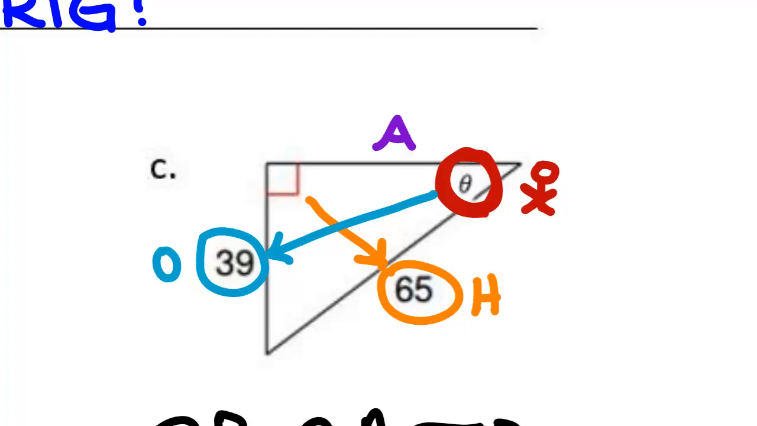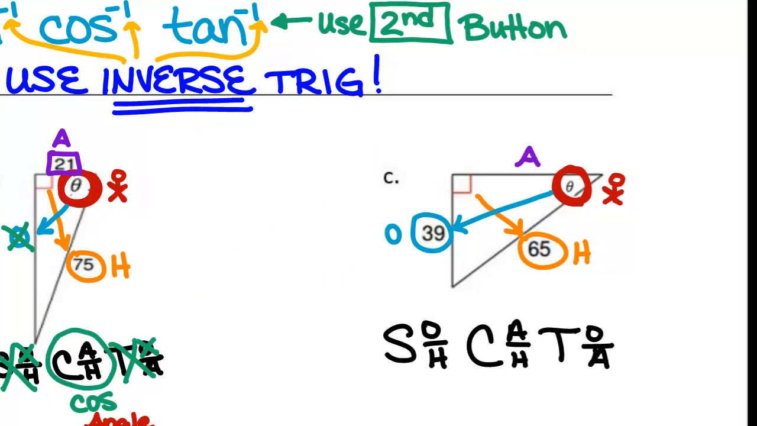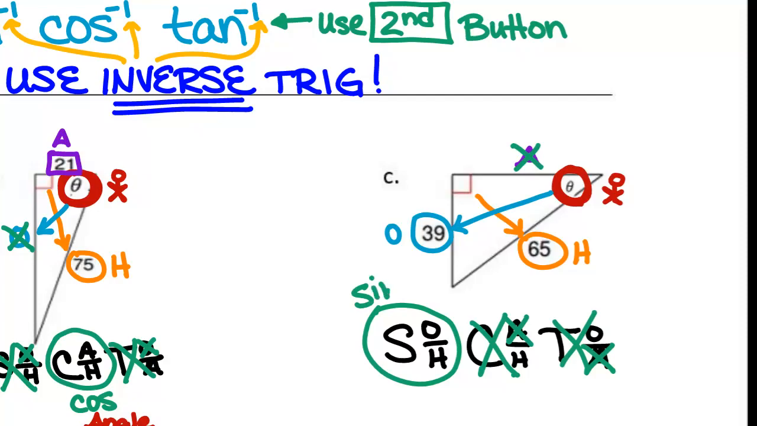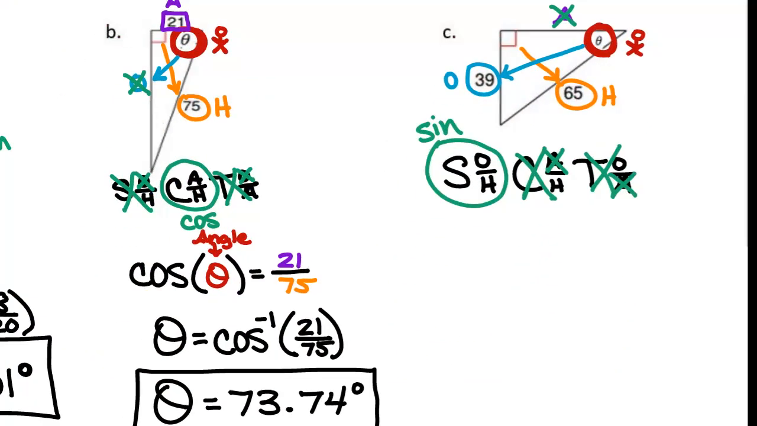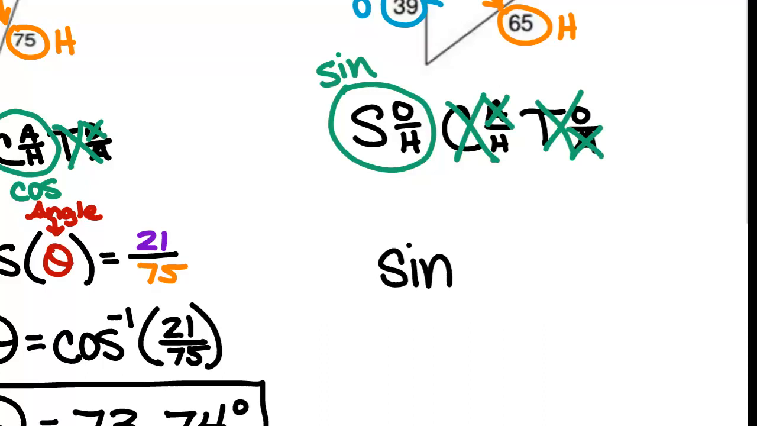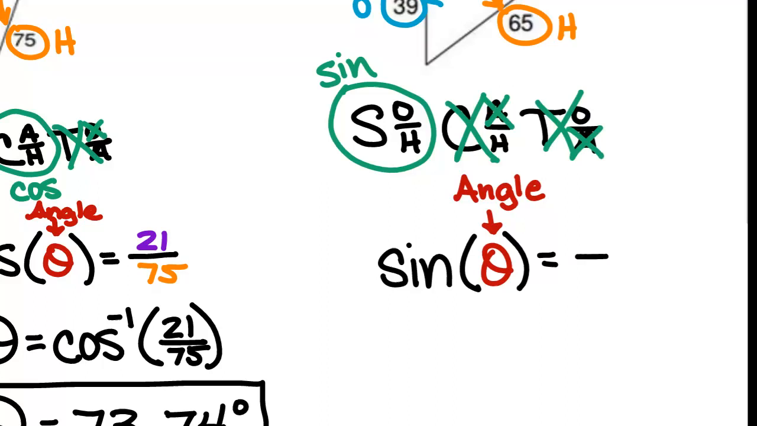We have to use which function? We have to use sine. We don't have the adjacent side, so I can't use cosine because that has an A. I can't use tangent because that has an A. So it has to be this first one, sine. So then we do sine of our angle, which is theta, equals opposite over hypotenuse. The opposite side is 39. The hypotenuse is 65.